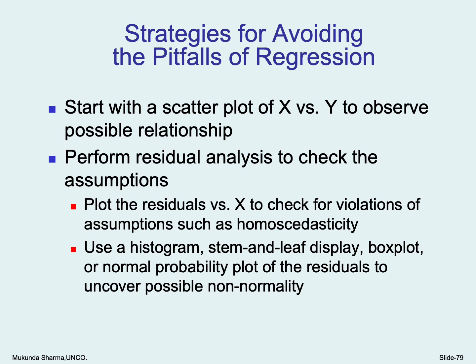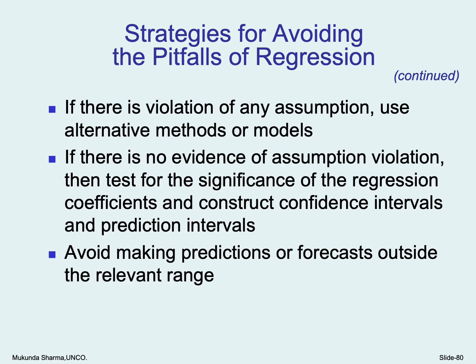For that purpose, before running regression analysis, we can use a scatter plot to see whether a relationship between x and y exists or not. And also we can perform residual analysis to check the assumptions. If there is any violation of any assumption, we can use alternative methods or models, or we can use some transformation on the data to remove the violation of the normality assumptions.